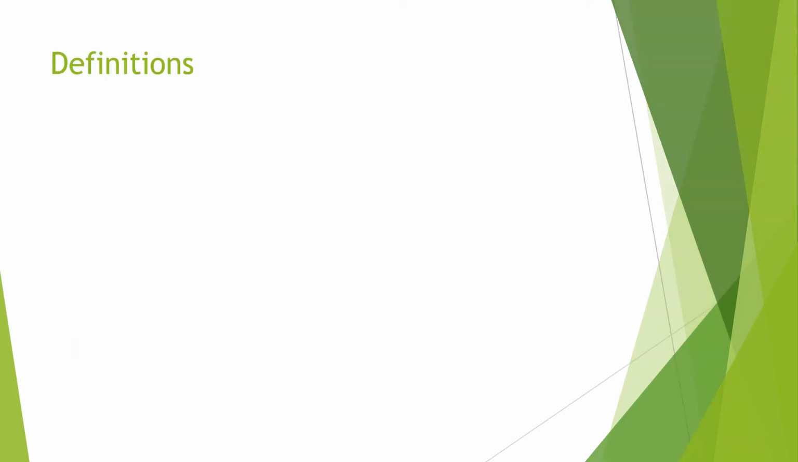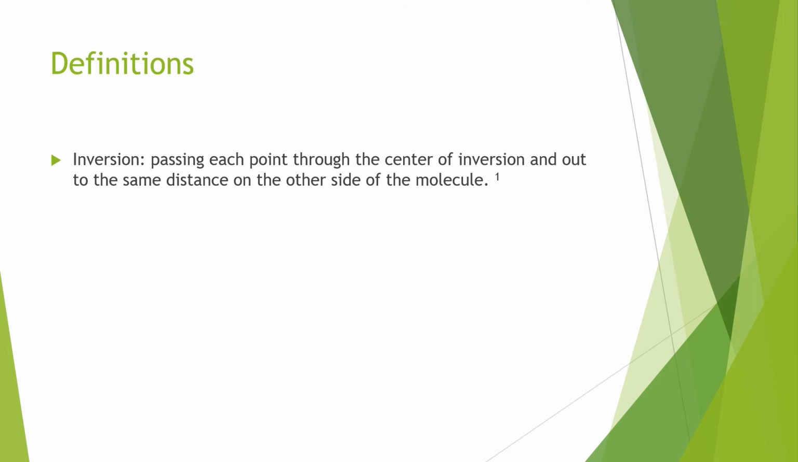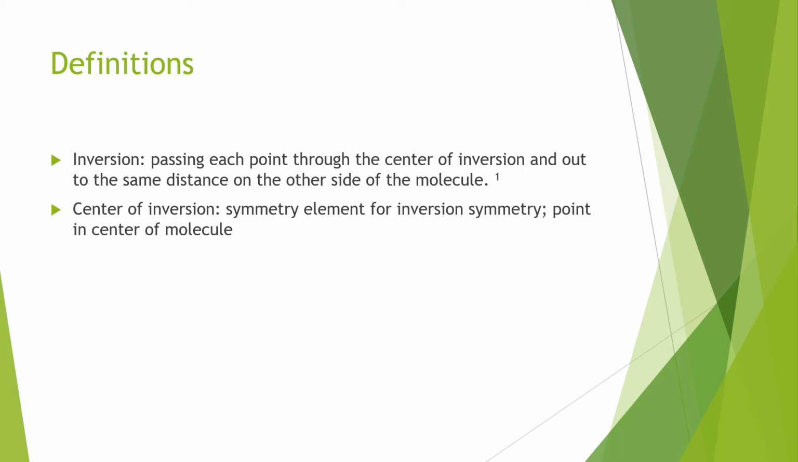So now that we've gone over some of the important things surrounding molecular symmetry, we're going to go into a little bit more depth on some of the definitions that surround inversion symmetry specifically. So first we have an inversion. Just like in the operations we carried out with the benzene molecule and the jacks piece, you just pass each point through the center of inversion and out to the same distance on the other side. Center of inversion is the point through which you carry out the inversion operation.